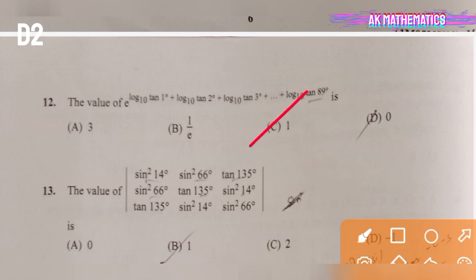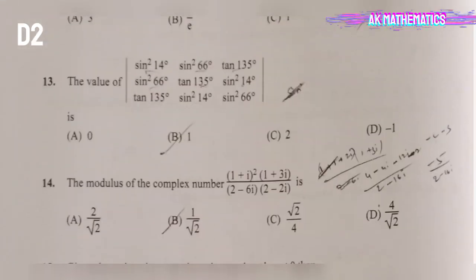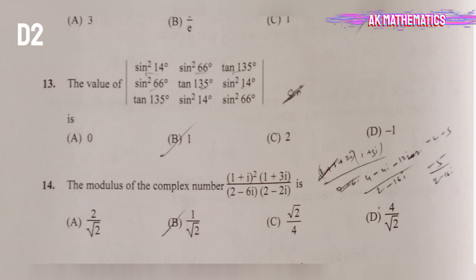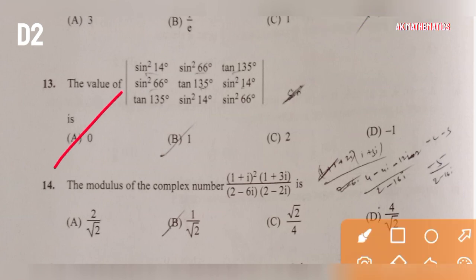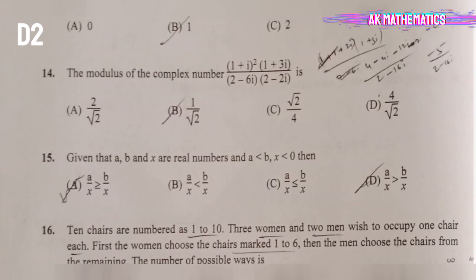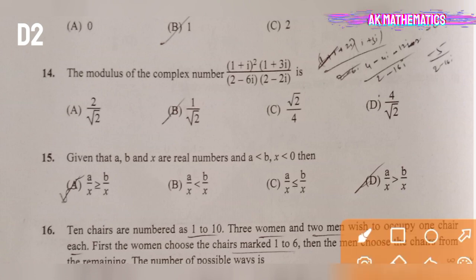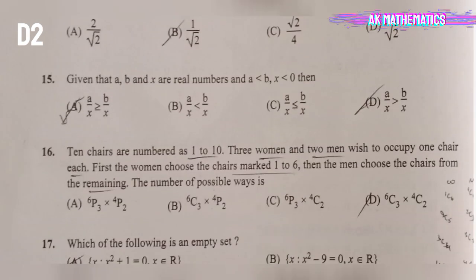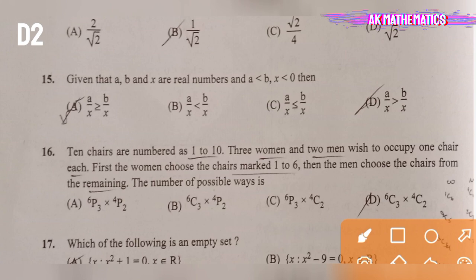Let's move to the 13th one. The 13th one is option A, that is 0. Let's move to the 14th one. The 14th one is option B, 1 divided by root of 2. Next, the 15th one is option D.